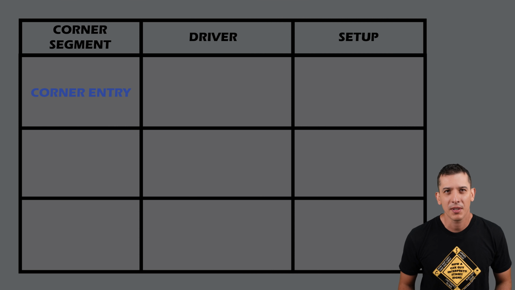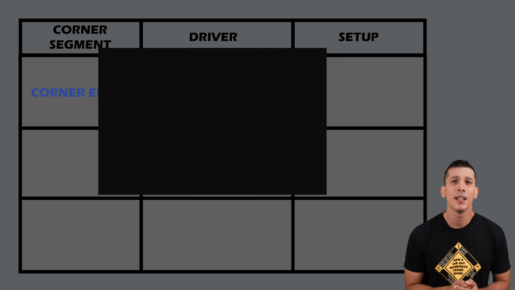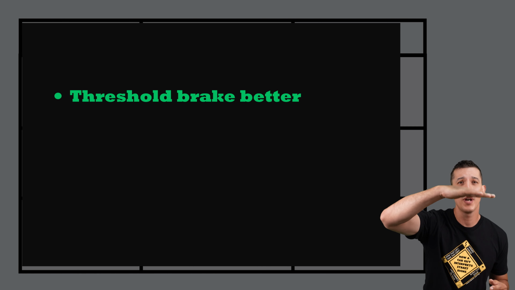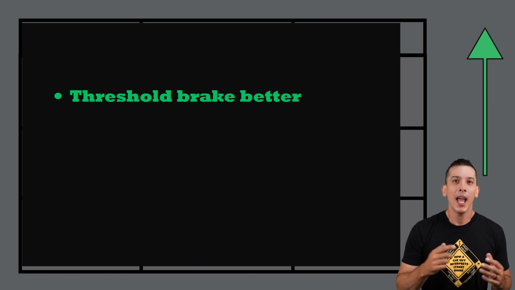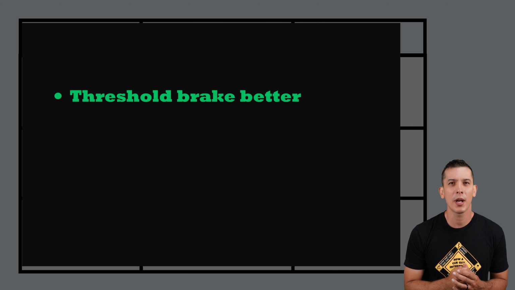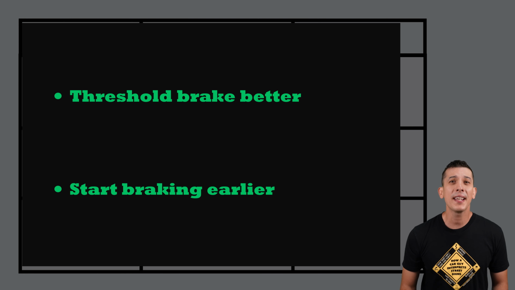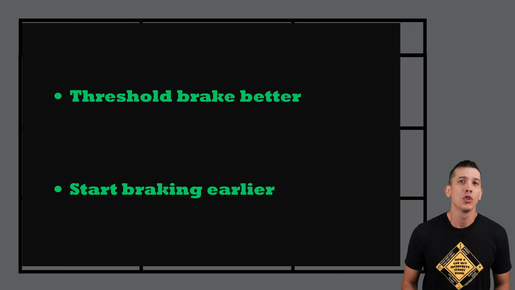Alright, so on to the matrix. First we're going to talk about corner entry. If you're understeering on corner entry, then you should threshold brake better. What this will actually do is transfer more weight to the front of the car, and as we talked about in our previous video about threshold braking, having more weight in front will yield more grip, which inherently will make the turn-in easier. You could also start braking earlier, which will enable you to arrive at the turning point with lower speed, but as I mentioned, do this accompanied with data so you can make sure this is not causing issues somewhere else and being detrimental to your lap times.